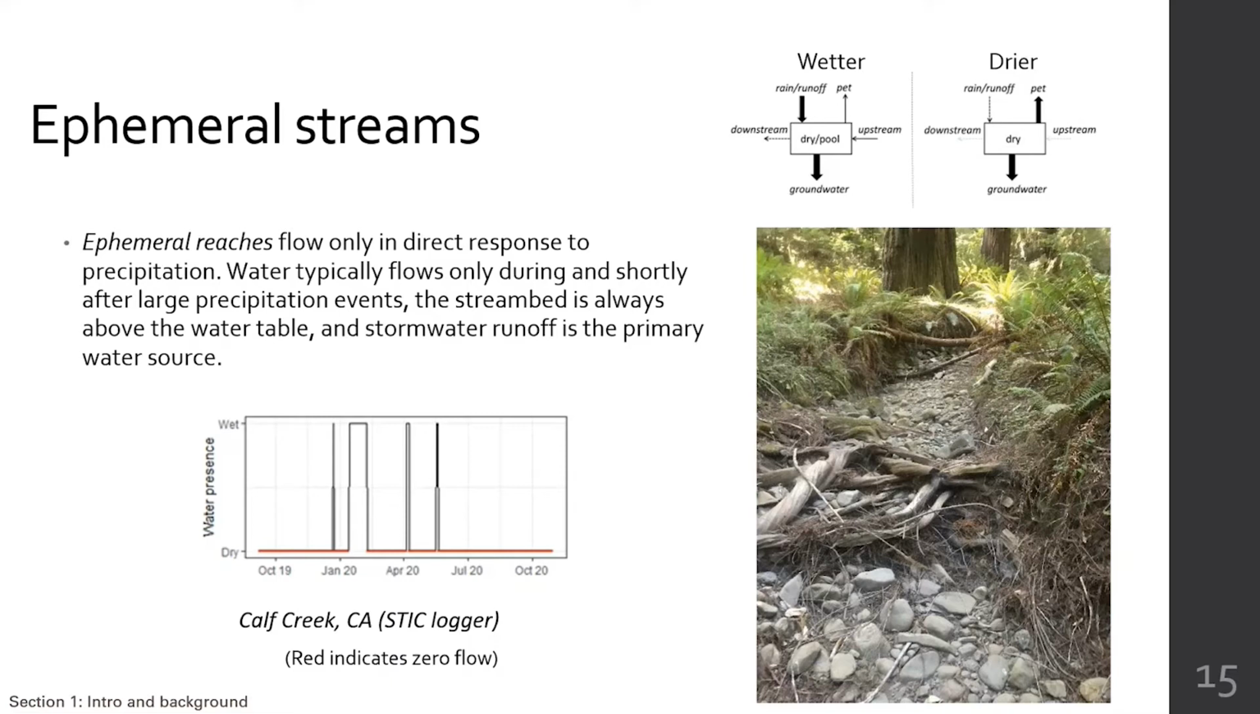This logger tells us when water is present, whether it's got wet conditions or dry. The red again means that there are dry conditions being observed. And you can see that there were a couple weeks of flow in the winter of 2020, but otherwise it was dry for almost the entire period. So based on this much shorter record, we classified this reach as ephemeral.